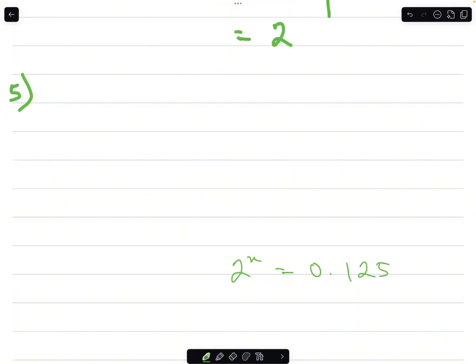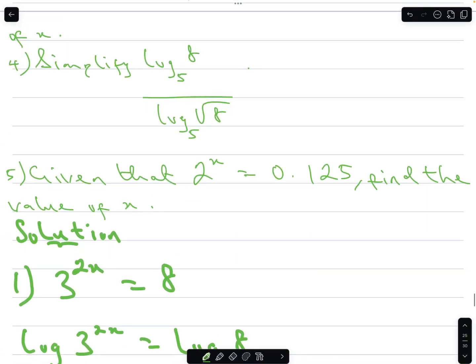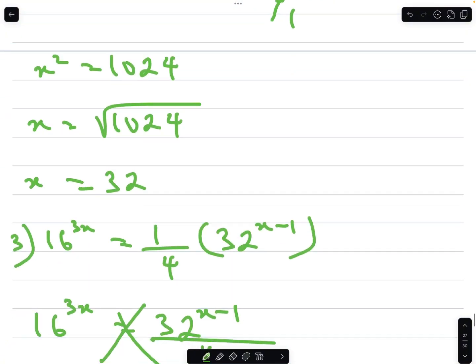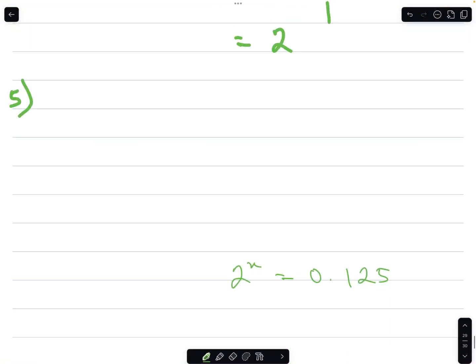Number 5. What does it say? 2 raised to the power x. What's the instruction? Find the value of x. Given that 2 raised to the power x equals 0.125, find the value of x. Good. 2 raised to the power x equals what? 0.125. Find the value of x.